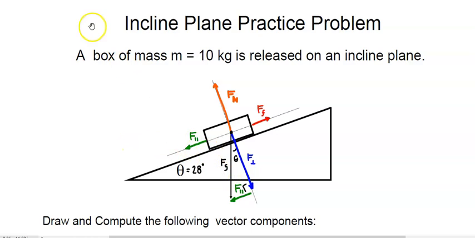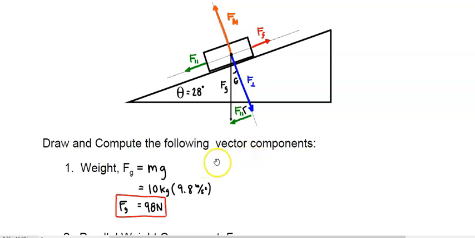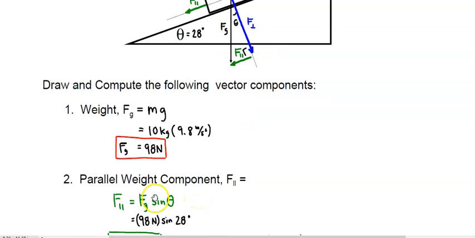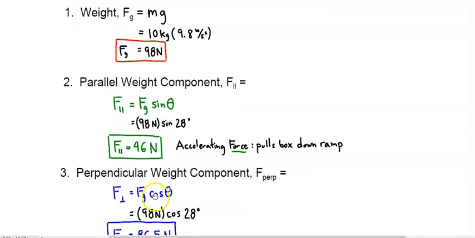Let's get started. The first thing we're asked to do is draw and compute the following vector components: the weight, the parallel, the perpendicular, and the normal. The weight is this black vector, which is equal to mass times gravity. The mass was given as 10 kilograms multiplied by 9.8 meters per second squared gives us 98 newtons. Out of those 98 newtons, they are distributed amongst the parallel component and the perpendicular component respectively.